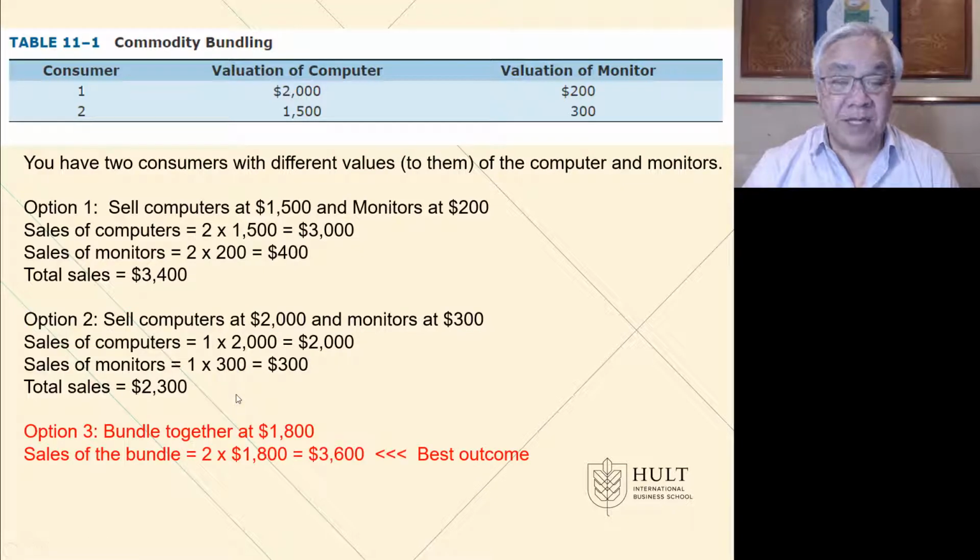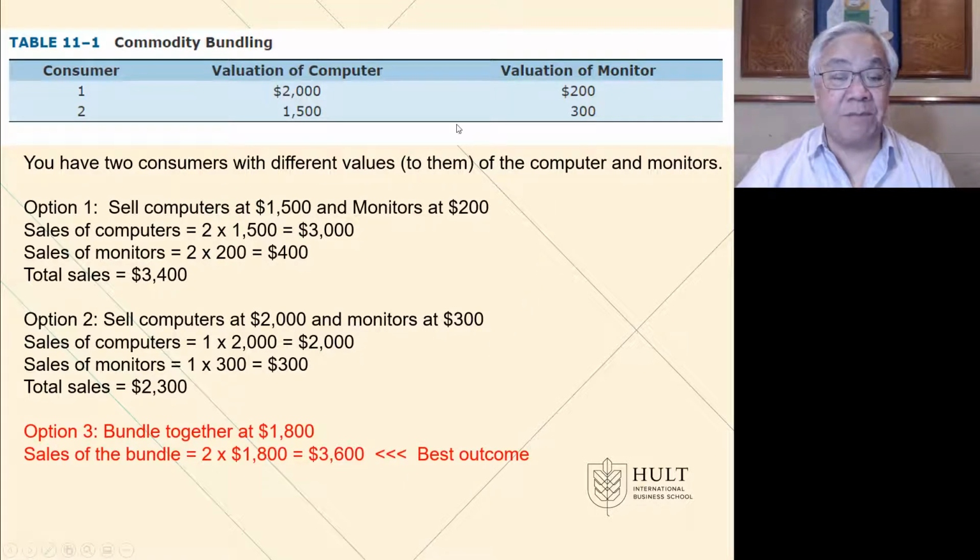Well, let's bundle. Let's bundle them together and sell it for $1,800, which is the minimum of the two combined, right? 2,200 is 2,200. 1,500 plus 300 is 1,800. So we say, tell you what we'll do. We'll sell you both for 1,800.